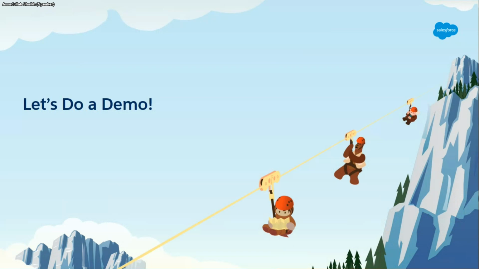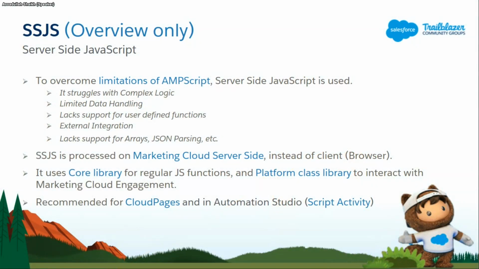Okay, so it's time for a demo. But before I go to the demo, I just want to cover SSJS also. In Marketing Cloud, we have different programming languages that we can use to personalize the content. AMPscript is one, and the other is server-side JavaScript. AMPscript has some limitations because it is specifically for Marketing Cloud. Not many users tend to know the AMPscript syntax or code. That is why server-side JavaScript was introduced.